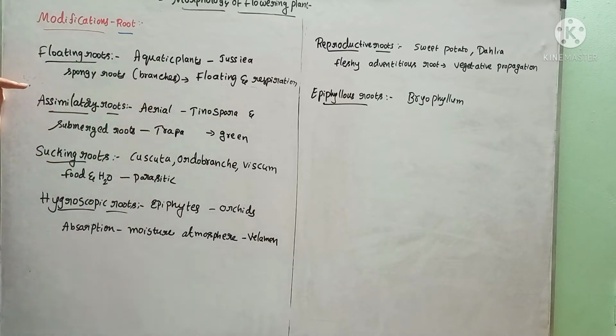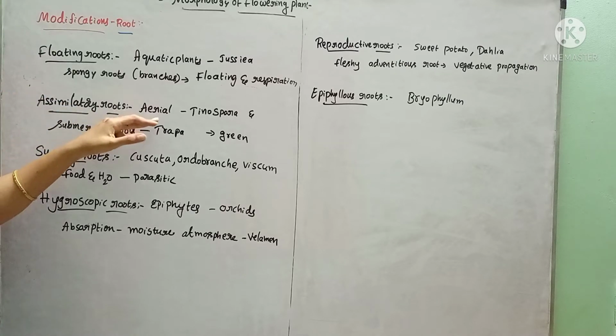Such type of roots are called floating roots, which are helpful in floating. Not only floating, they are also helpful for respiration. Next one, assimilatory roots. These assimilatory roots are seen in some plants such as Tinospora.